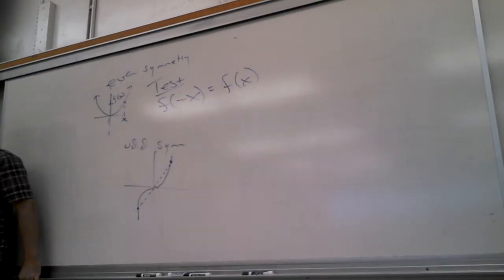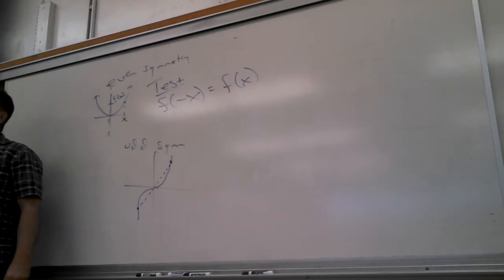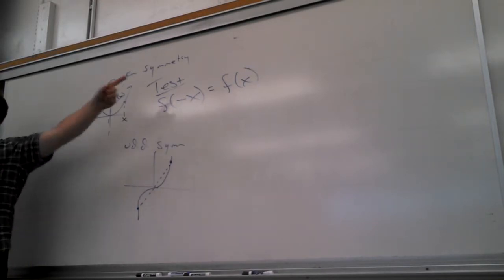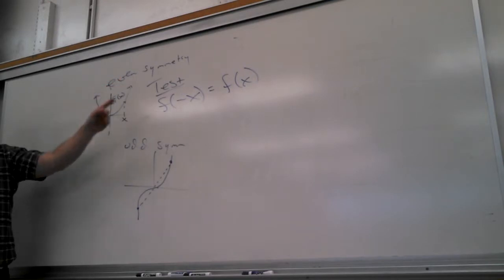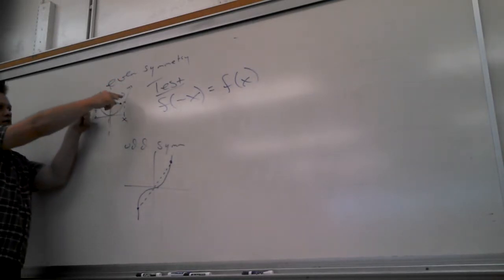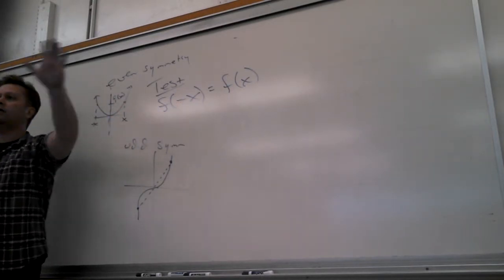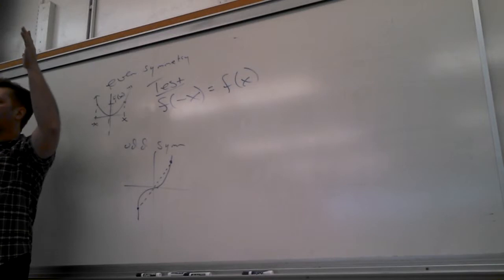So the test is, if I plug a negative x into f and it doesn't change the output. What do you get when you plug a negative x into x squared? You get the same thing. So it's even. If f of negative x is the same thing as f of x for all x, then it must be even. So there you go. It's symmetric around the y-axis.